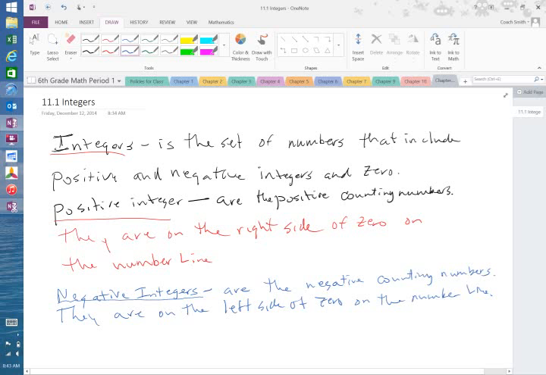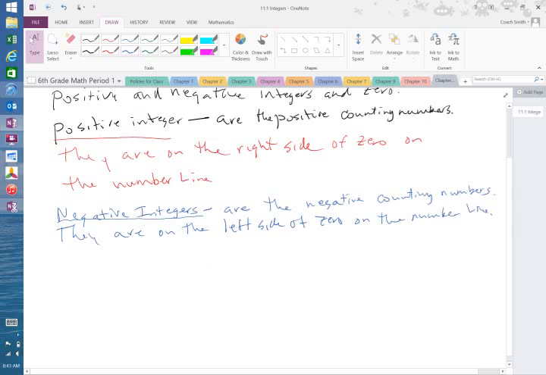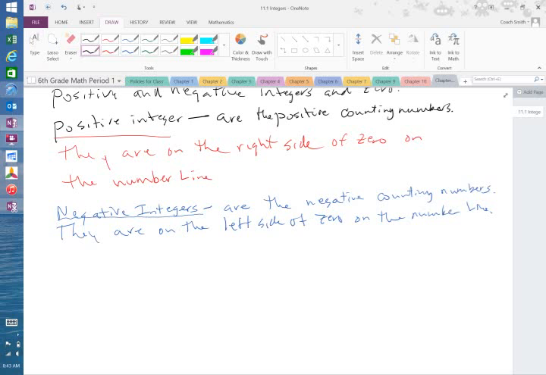Okay, so we have positive integers, we have negative integers. Same thing here. -1, -2, -3, -4, -5, -6, -7, and so forth are integers. They're counting numbers. Okay, not -0.1, -0.2, -0.3, anything like that. All right, now the last one is 0.